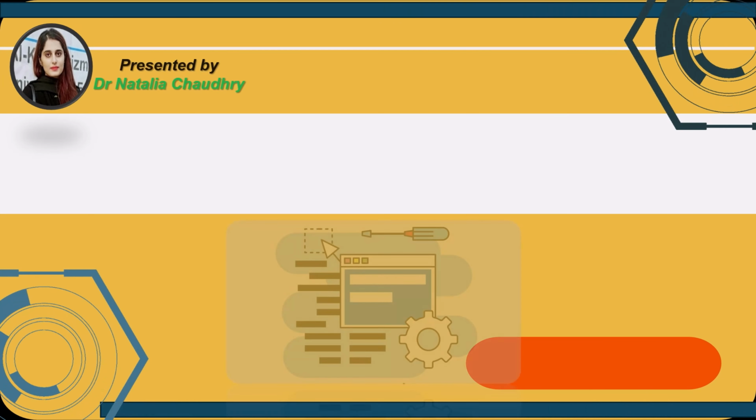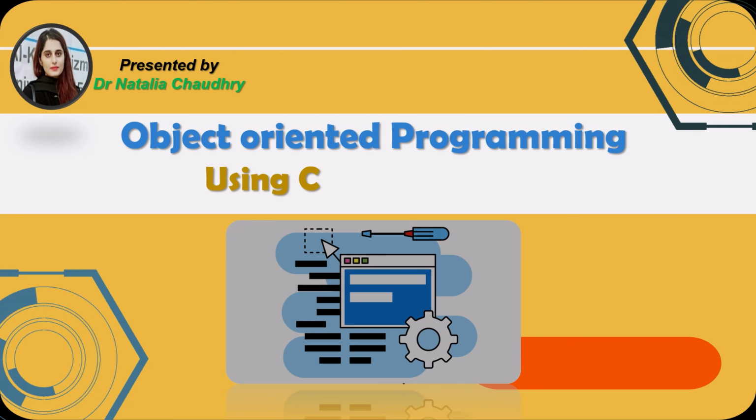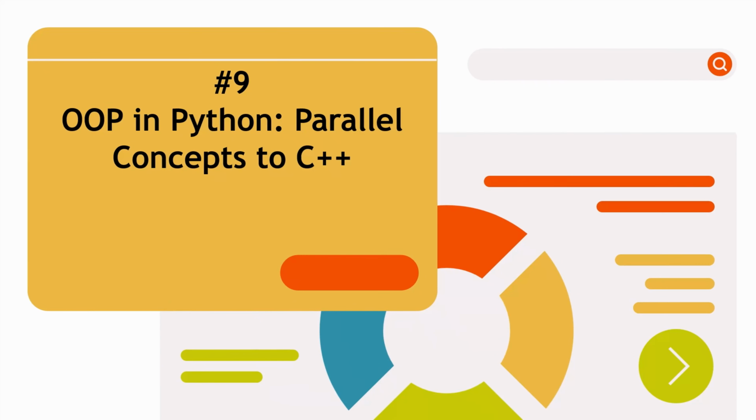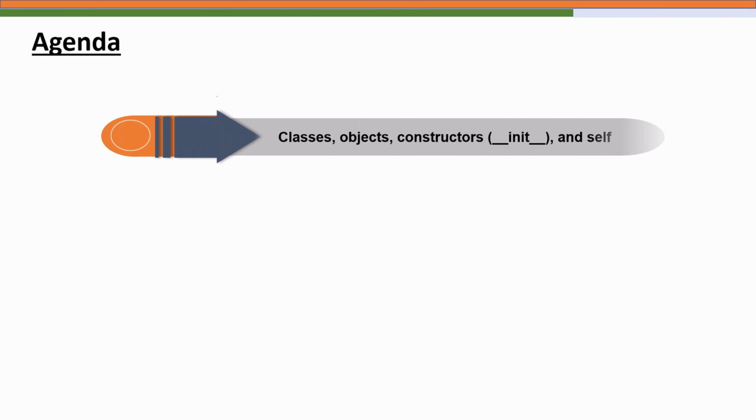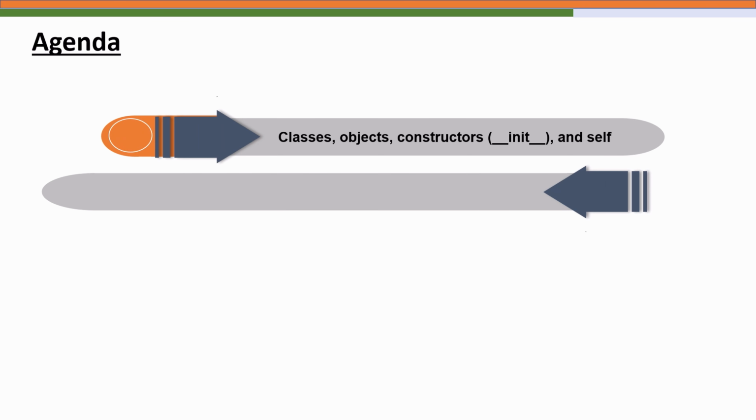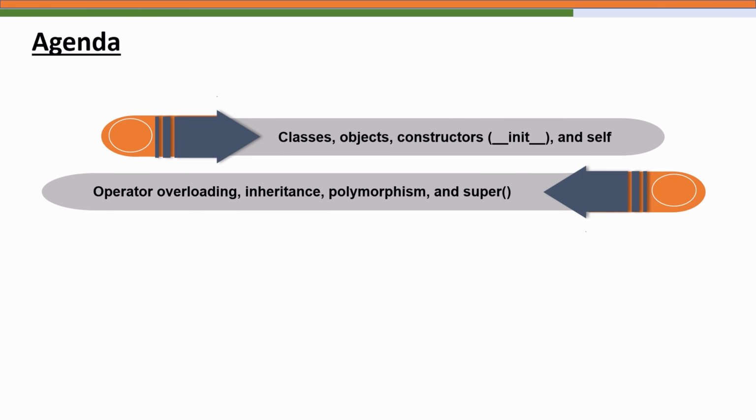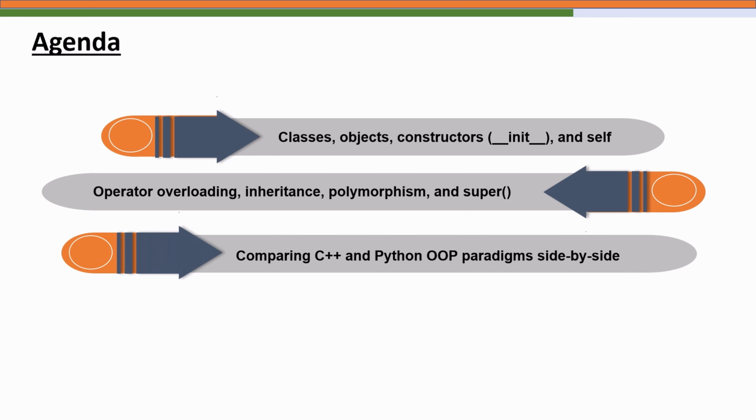Welcome back. In this session, we will map object-oriented concepts that we studied in C++. Here's how we will proceed. First, we will define and recall the classes and objects concept. We will explain constructors and the role of self keyword. Then we will switch to operator overloading and cover concepts like inheritance and polymorphism. We will compare C++ and Python OOP paradigms side by side. Throughout, I will show you equivalent C++ examples so you can map between C++ and Python easily.